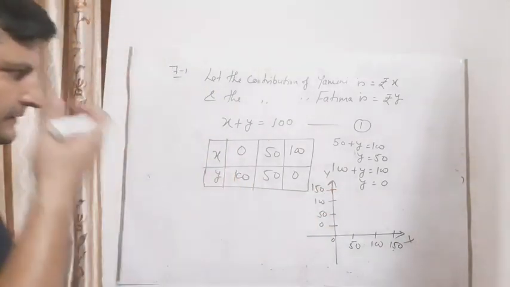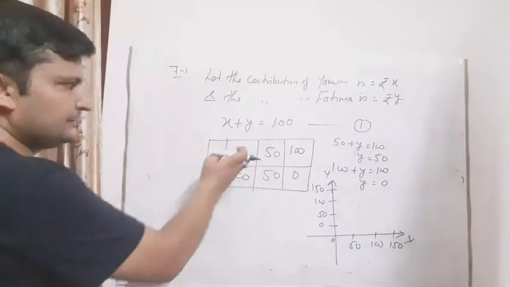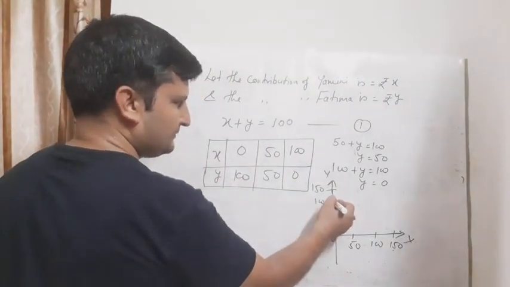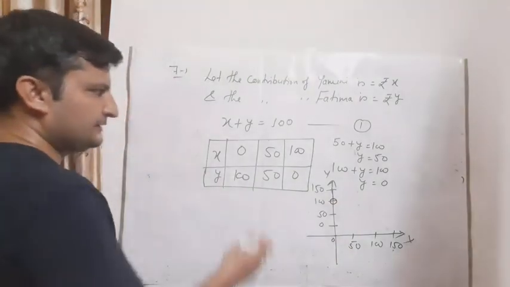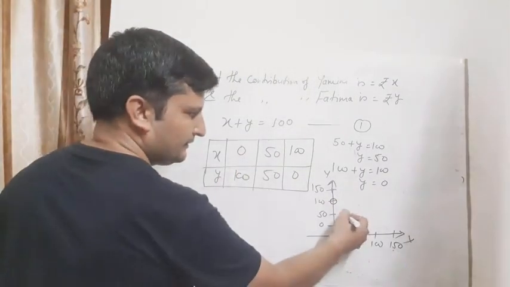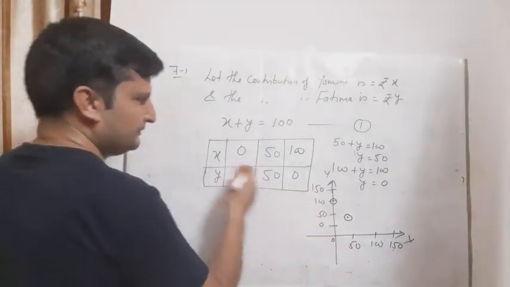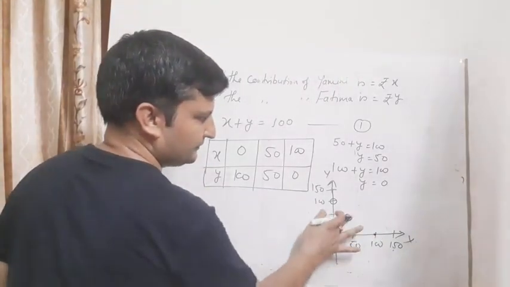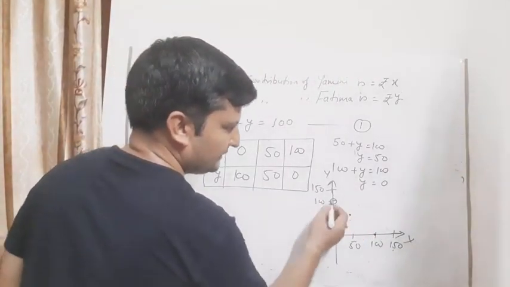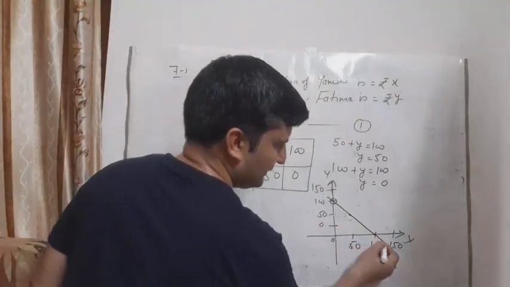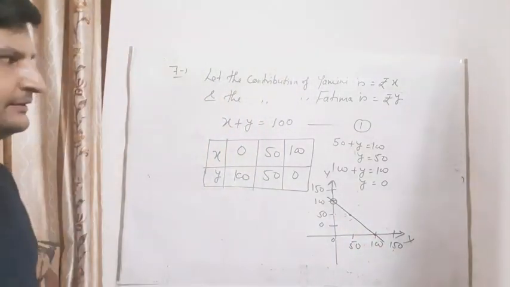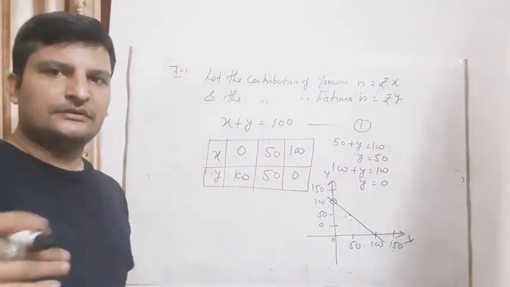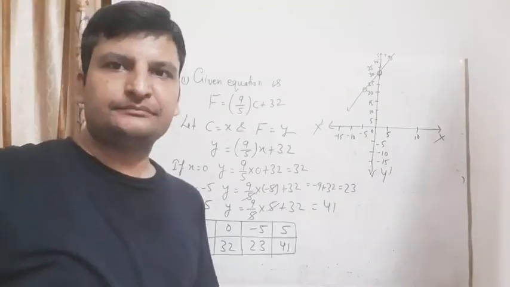In the first coordinate, x is 0 and y is 100. Similarly x is equal to 50, y is equal to 50; x is equal to 100, y is equal to 0. This is a linear equation, so the graph is like this. So this is question number 7. This is a very easy question. You can do it like this.